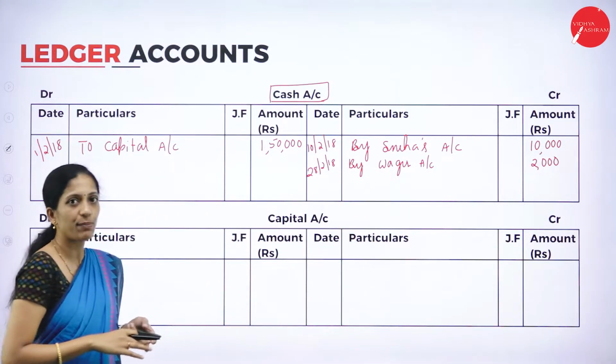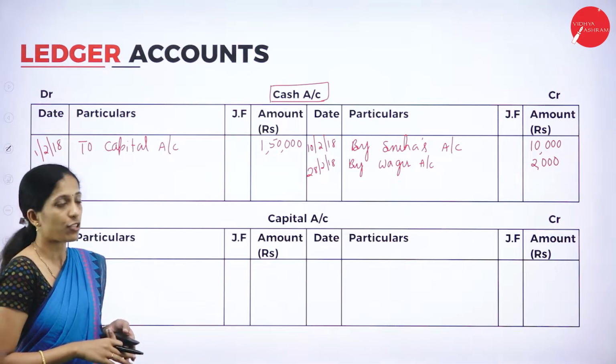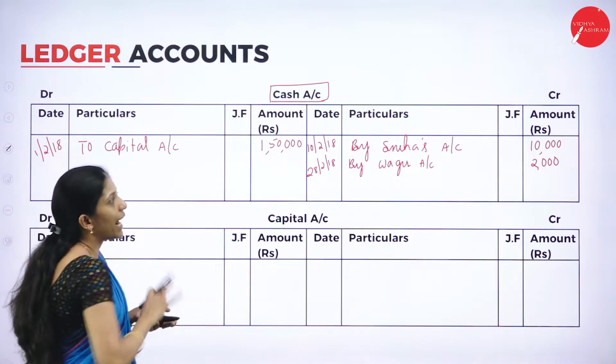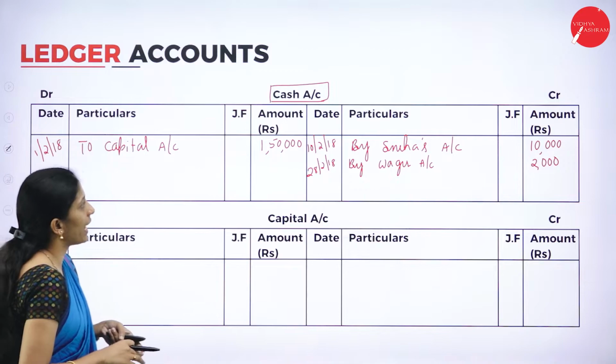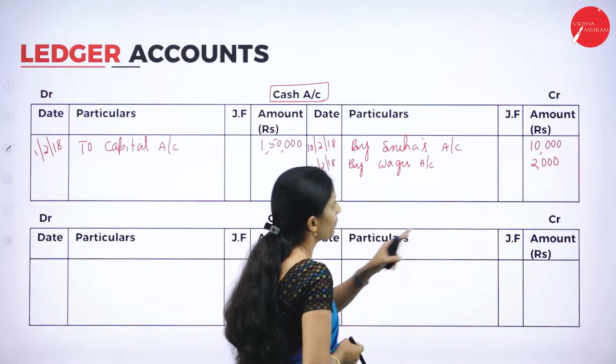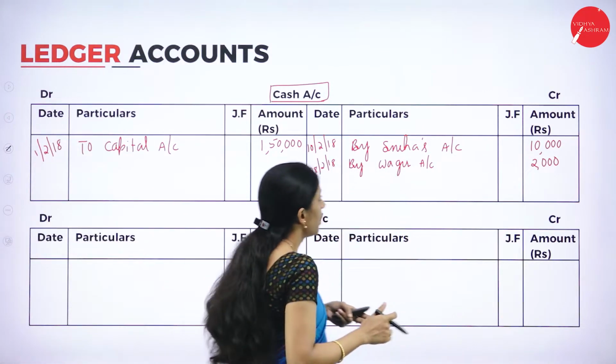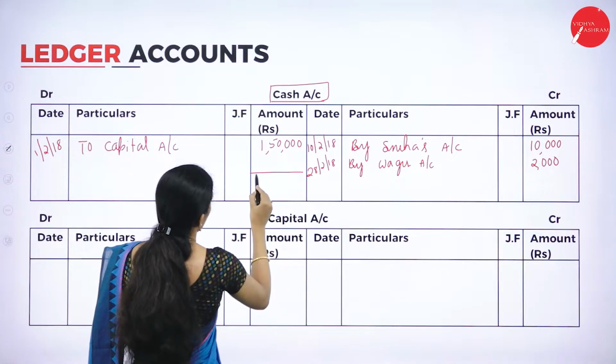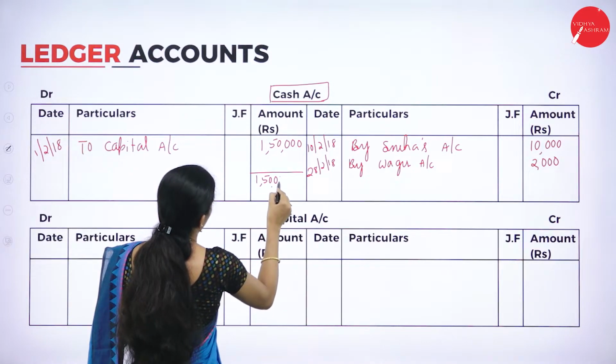Now we have to balance both the sides and the balancing figure has to be carried down. Now if you add both the sides, debit side it is 1,50,000, whereas credit side we have only 12,000. So 1,50,000 is greater. So write 1,50,000 on both the sides.